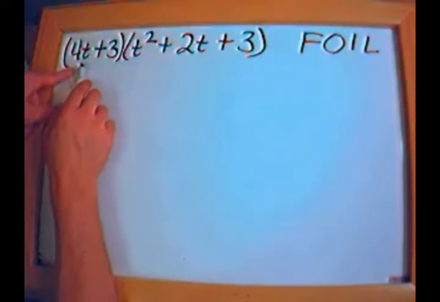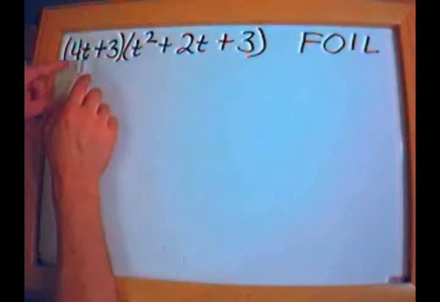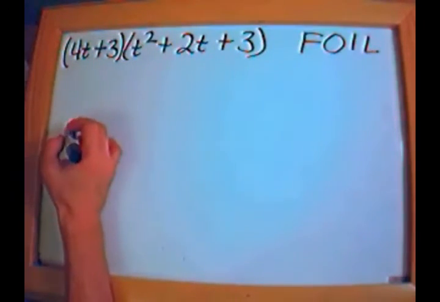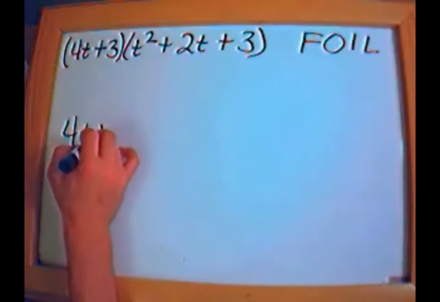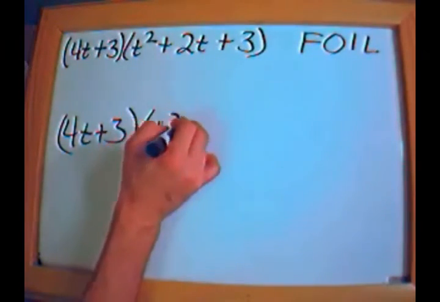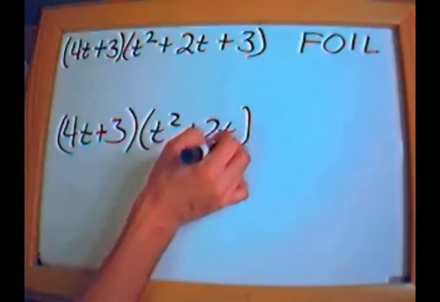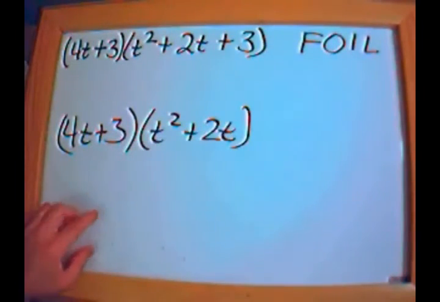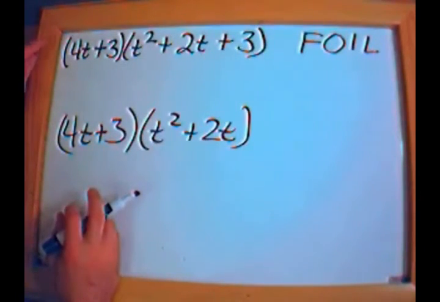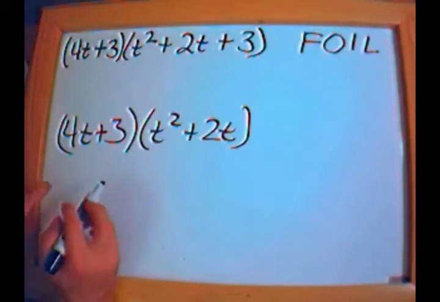What I'm really doing with FOIL is, let me just backtrack a little bit and go down here. If it were 4t plus 3 times, and if the second factor was t squared plus 2t over here, if this were what I was trying to multiply together, then it would be FOIL: first, outside, inside, last. But I want to explain more about what's going on here, and then it'll help us figure out how to do this problem up here.